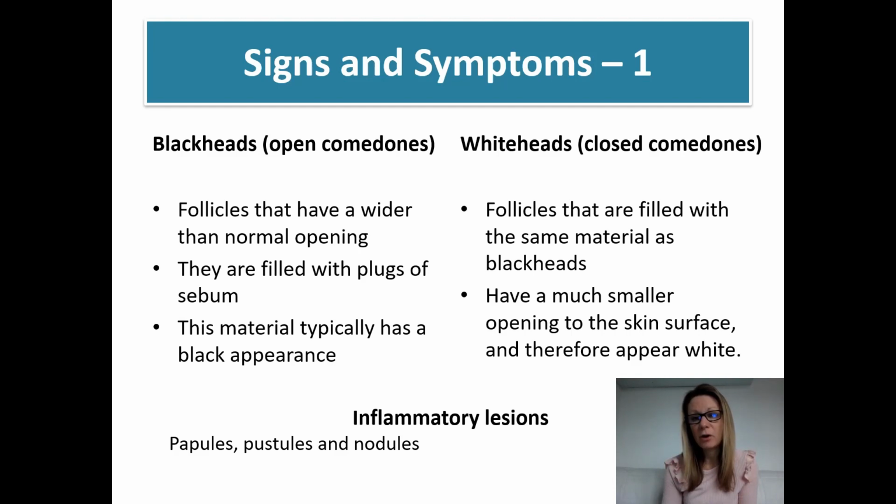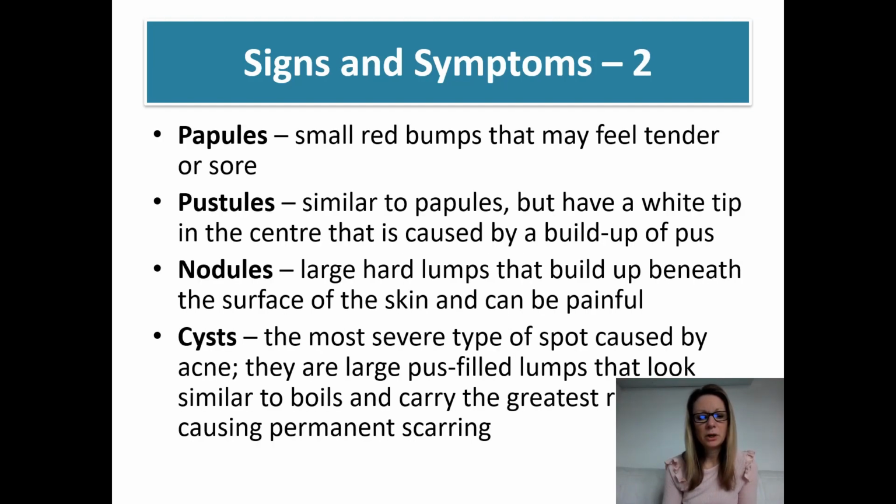And then finally there are inflammatory lesions. So these are papules, pustules and nodules. They are more severe lesions. Papules are small red bumps that might feel tender or sore and are generally less than 5 millimeters. Pustules are similar to papules, but they have a white tip in the centre, and this is due to a build-up of pus, and they are less than 5 millimeters.